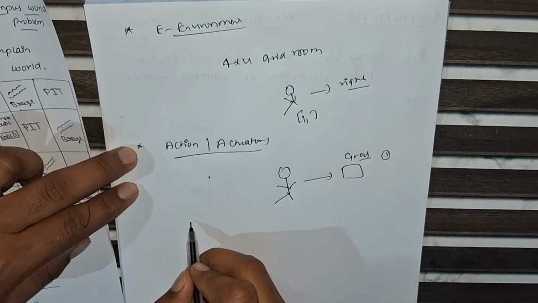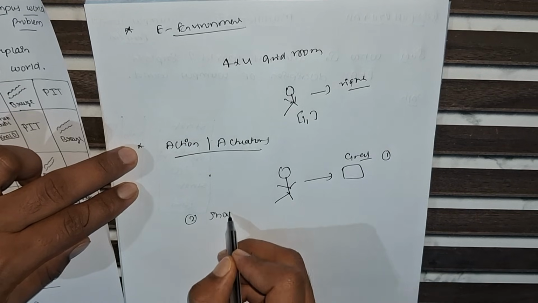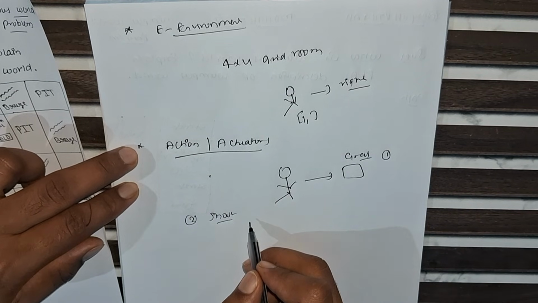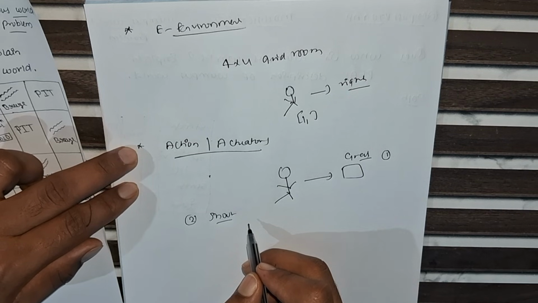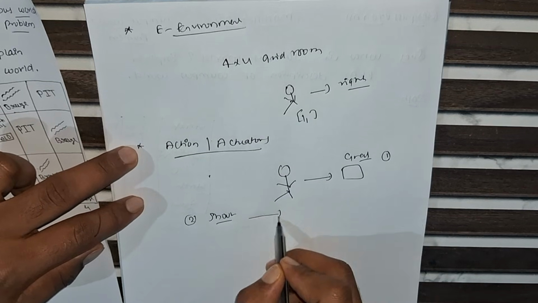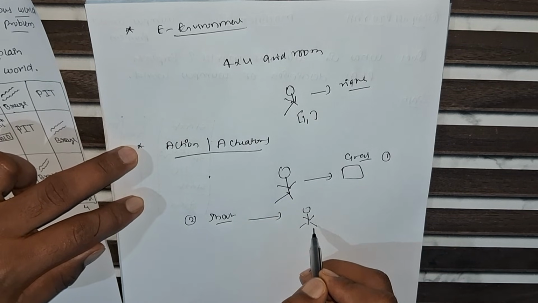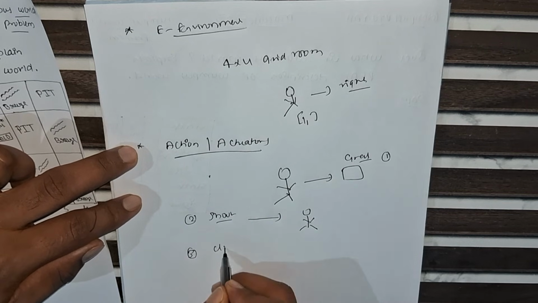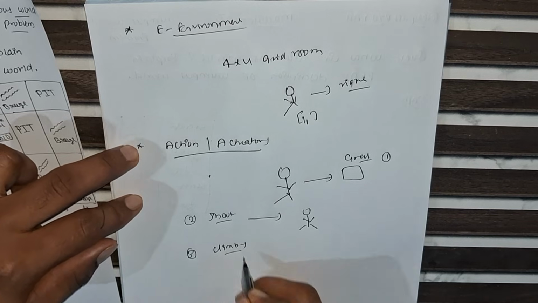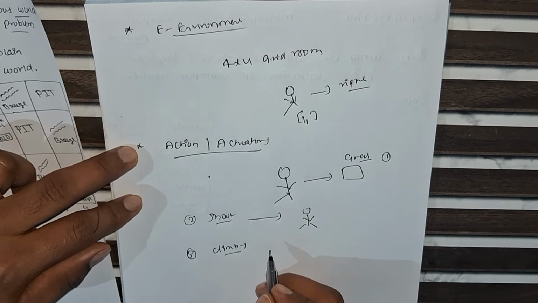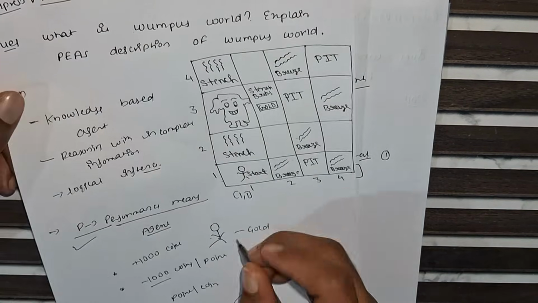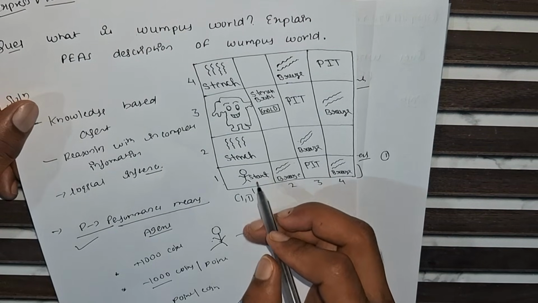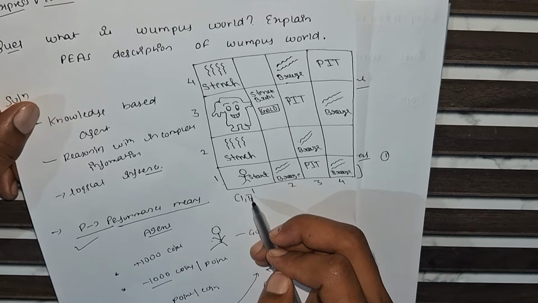This is one term. Now another term is shoot. The action shoot can be used to fire an arrow in a straight line in the direction the agent is facing. It will shoot in the direction where the agent is facing. Now comes another point, which is climb. The action climb can be used to climb out of the cave, but only from square 1,1. From this square 1,1 the action of climb will be taken.